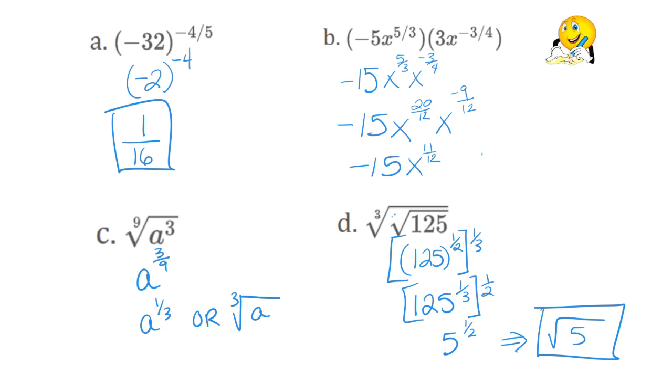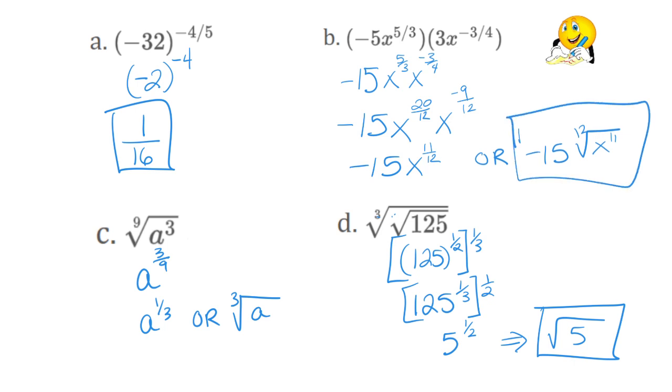I could leave it like that, or if they want it as a radical, here's what that would look like. A -15, and then the 12th root of x to the 11th. That isn't going to simplify any better than that, so, well, I guess this is the answer, or if you wanted to leave it as the rational exponent. Pay attention to directions so you get that right.